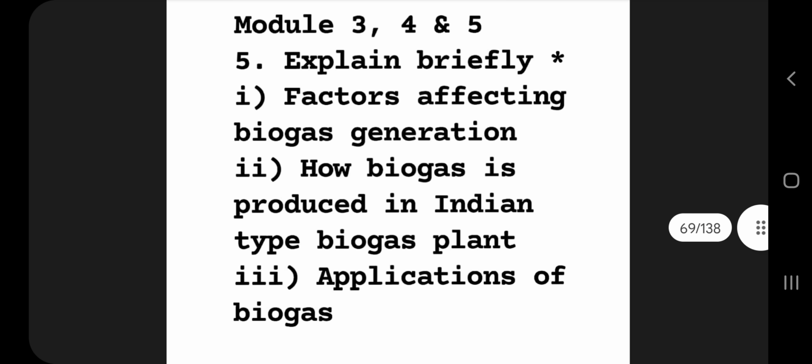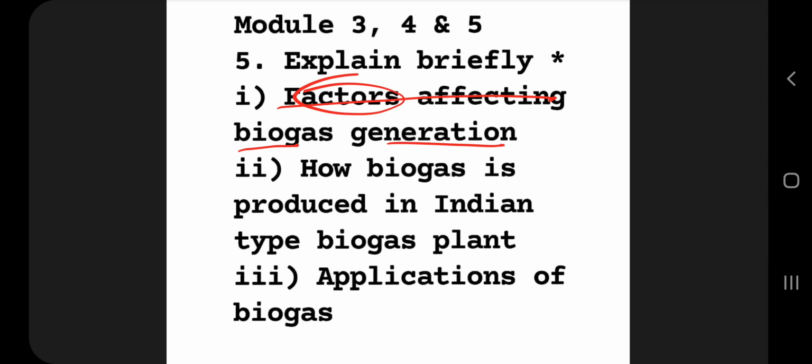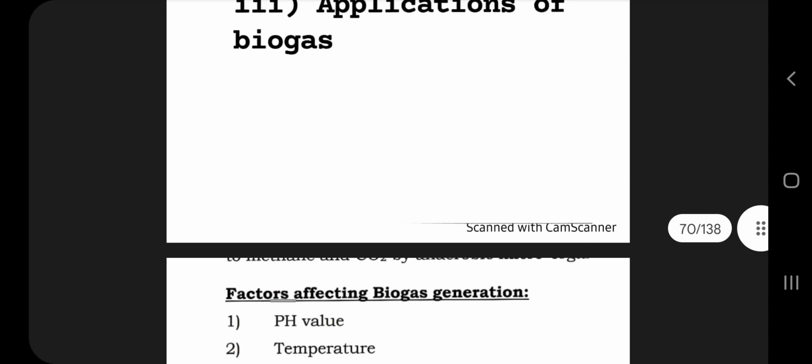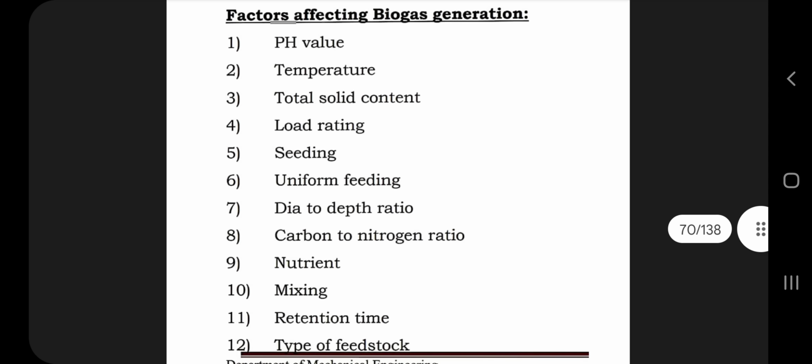Next is: explain briefly the factors affecting the biogas generation. Very important. What are the factors affecting the biogas generation? How is it produced in an Indian type biogas plant? What are the applications? Very much repeated question. So what are the factors affecting the biogas generation? A few factors are given here, and the explanation regarding that is also given. Actually, explanation is not that much required.